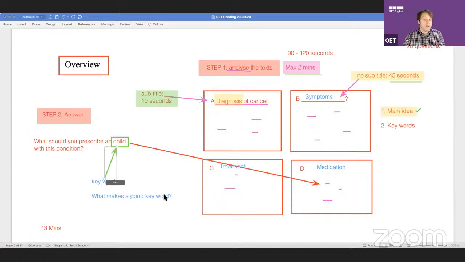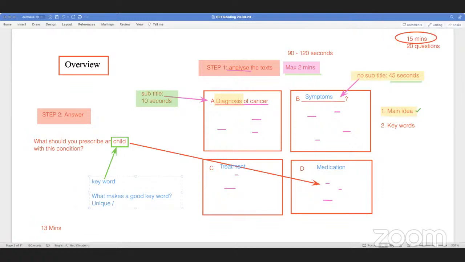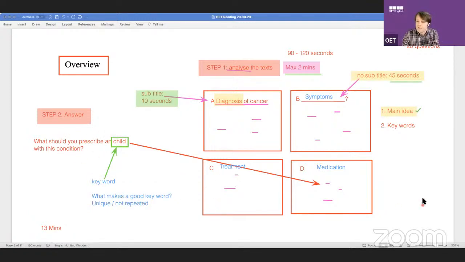So what makes a good keyword? Unique, right? What does unique mean, everyone? Not repeated. Okay. So you're looking to find words that are very unique, very specific. Then you're using your analysis to get the 2 most possible texts. Let's say, for example, I scan and I find here child. Here we go, child.